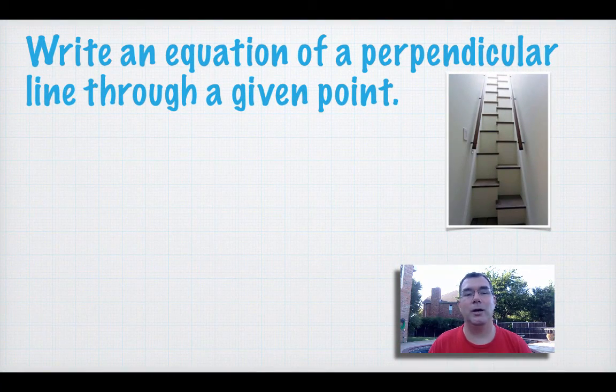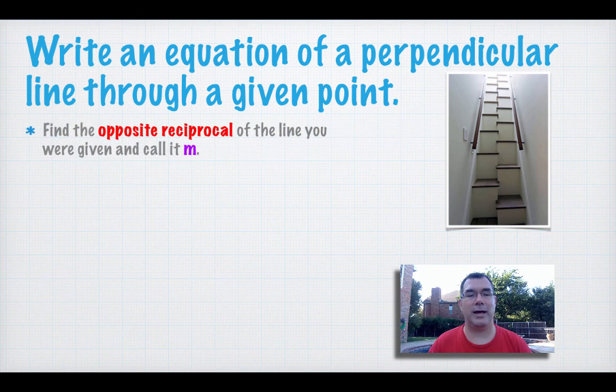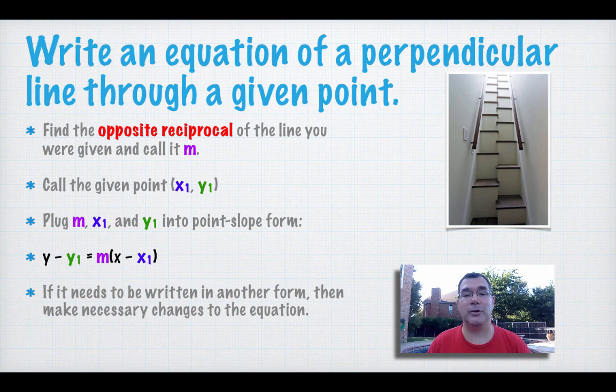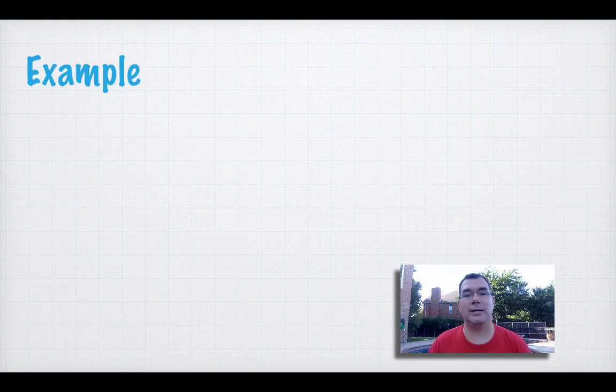It's a little bit more work, but once we get that new slope, it's going to be the same amount of work after that. So if I want to write the equation of a perpendicular line through a given point, I look at the slope I was given and I find what's called now the opposite reciprocal. Change the sign and flip it, and that's going to be my new m. I'm still going to use the point I was given because it does have to pass through that point, and I'm going to plug those three things into point slope form, which is given again right there. And if it does need to be written in some other form, I'm going to make the changes by distributive property, adding or subtracting to both sides, and so on.